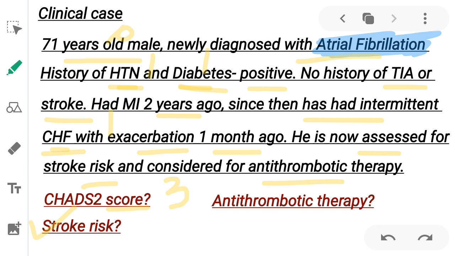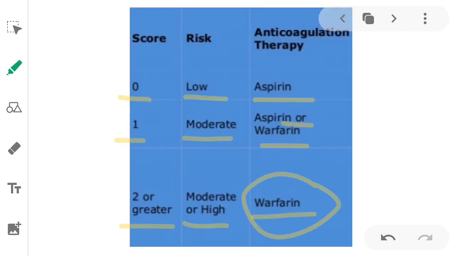Is there any stroke risk? Yes. A score of 2 or more implies a high risk. Should we give antithrombotic therapy? Yes. The patient should be put on warfarin because the score is 3.